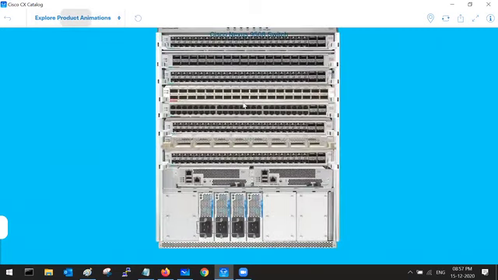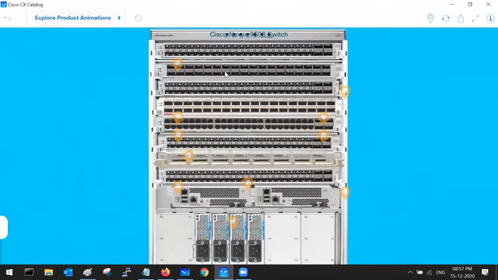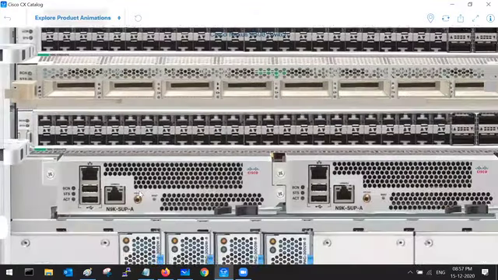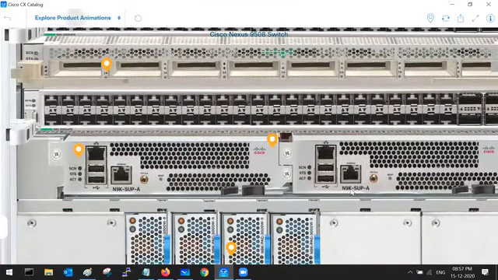So if you take a look over here, we have got 10 GB line cards, 40 GB line cards. These are 100 GB CSP line cards. So 3 types of line cards, 10, 100, and 40. Here we have supervisor module. If I zoom in a bit, it is Sup A. You can see it's Nexus 9K Sup A engine.